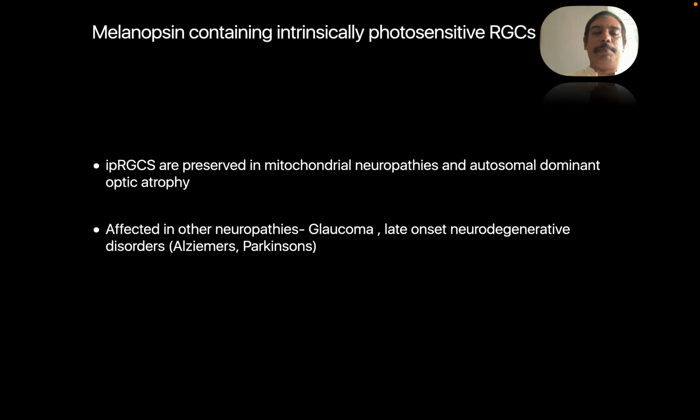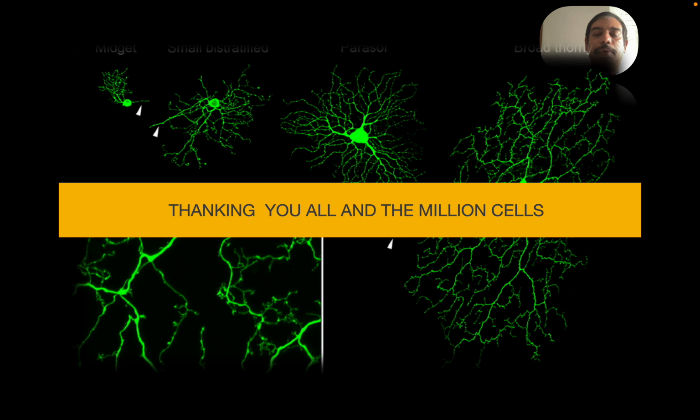The melanopsin containing intrinsically photosensitive retinal ganglion cells are preserved in the mitochondrial neuropathies and also in autosomal dominant optic neuropathies, but are affected in other neuropathies like glaucoma and late onset neurodegenerative disorders like Alzheimer's and Parkinsonism.